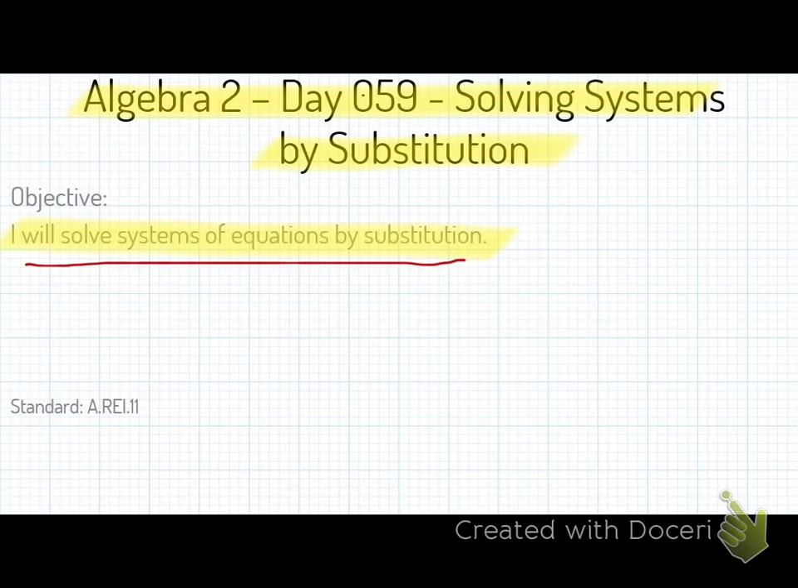The objective here today is I will be able to solve systems of equations by substitution. So you should have been taught this before. But in case you haven't, we're doing a lot of review because we want to make sure you do well on your test this year.